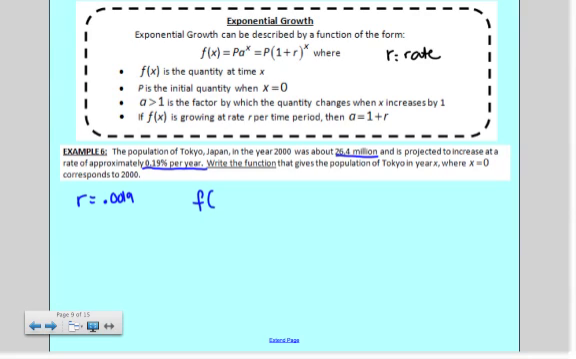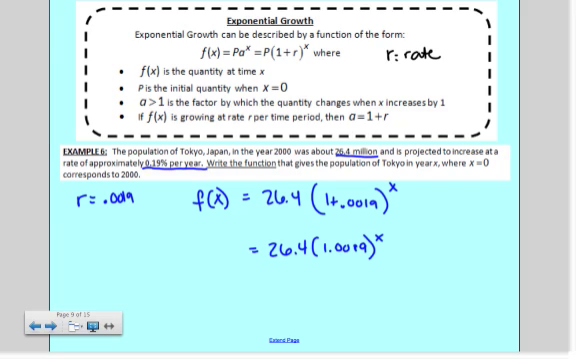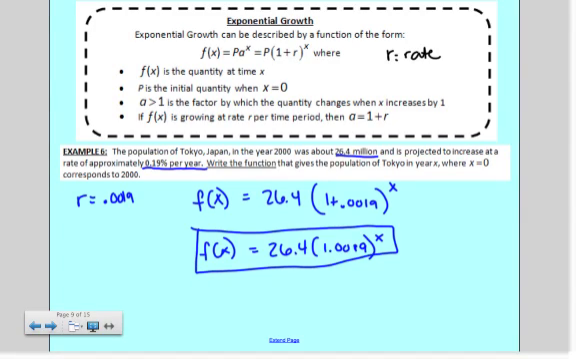So f of X equals the principal. What's the principal amount? Well, 26.4. Since we're saying millions, we can go ahead and say this is going to be in millions and use 26.4 times 1 plus our rate, which is 0.0019, to the X. We want to recognize that that really would be 26.4 times 1.0019 to the X. That way you don't have to add it in. And there it is. That's your function. And now we could say 10 years from now, what will the population of Tokyo be? That's what's really neat about that.